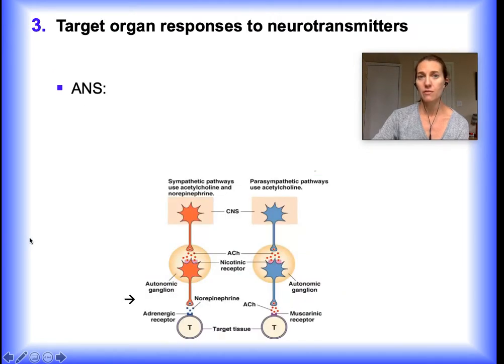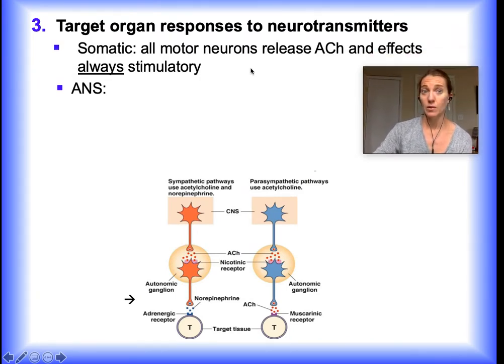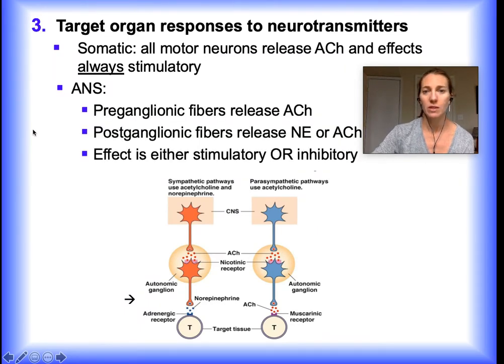The third factor that I want to use to contrast these systems is the idea that with the somatic nervous system, the effects were always stimulatory. It was always acetylcholine released from those neuromuscular junctions, and we never saw a situation where acetylcholine was inhibitory in nature. With the autonomic nervous system, that's not the case, right? You're going to see effects that are either stimulatory or inhibitory. It's not just acetylcholine, but in some cases, we're going to see norepinephrine released.